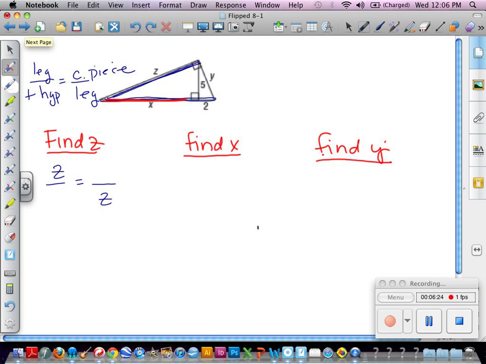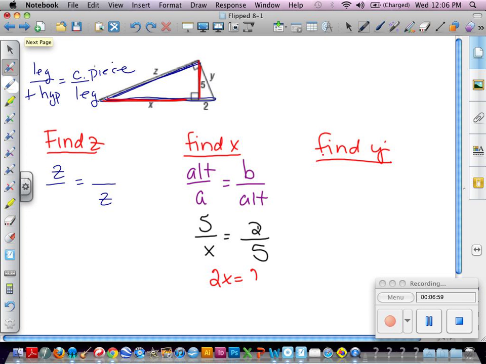I have the altitude here. So I'm going to use my altitude geometric mean. So I need altitudes across from each other. Those are going to be the same number. And then I need piece A and piece B. So my altitude is 5. I'm going to write 5 and 5 for my altitude, and they go across from each other. And then I need my part A, which is x, and my part B, which is 2. I'm going to cross multiply.